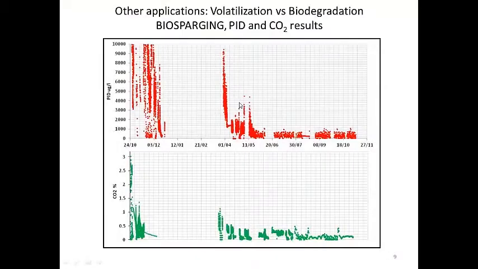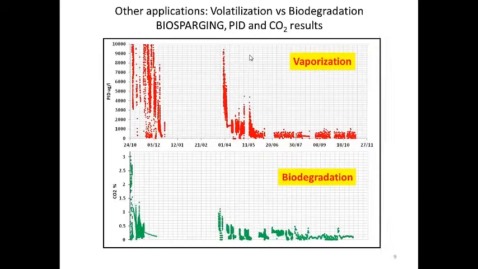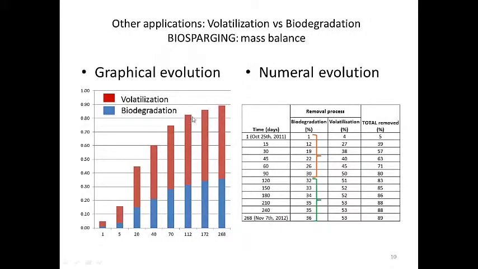We collected a whole bunch of results from PID and from CO2 results to quantify, since it was a closed system, the contribution from the biodegradation and from the vaporization. The main contribution was from volatilization, but biodegradation was also quite significant. For example, at the end we got about 60% from the volatilization and about 30% from biodegradation processes.